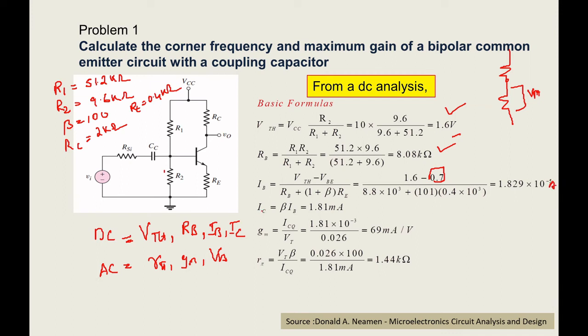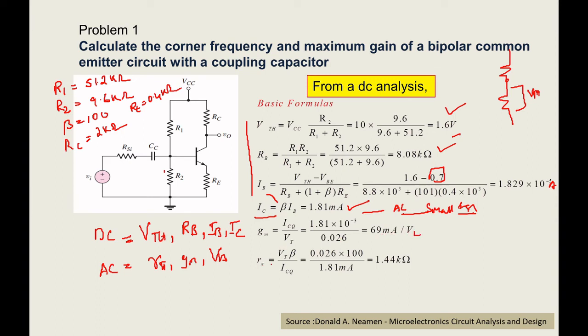Now IC I want to calculate, that is beta times IB. You will be getting 1.81 milliamps. Then with that the DC part is over. Then from here I want to find your AC small signal parameters. GM formula is IC by VT. IC already calculated, 1.81, divided by VT, the thermal voltage 0.026. You will be getting 69 milliamps per volt.